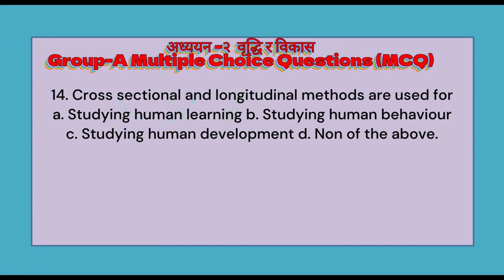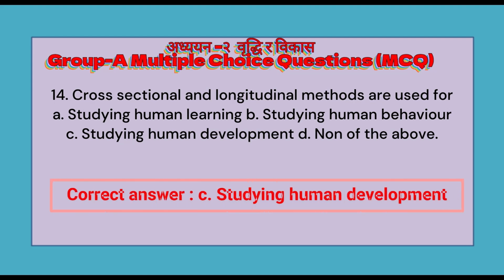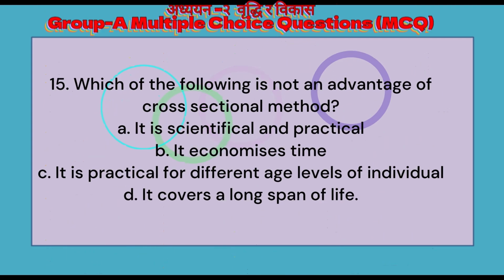14. Cross-sectional and longitudinal methods are used for: A. Studying human learning. B. Studying human behavior. C. Studying human development. D. None of the above. Correct answer: C. Studying human development.